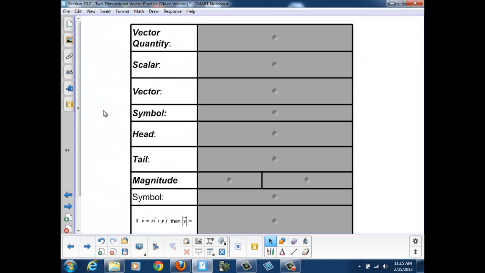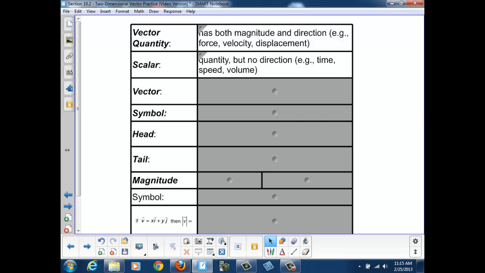Let's review some vocabulary. A vector quantity has both magnitude and direction. For example, force, velocity, and displacement. A scalar quantity, on the other hand, has quantity but no direction. Time, speed, volume.